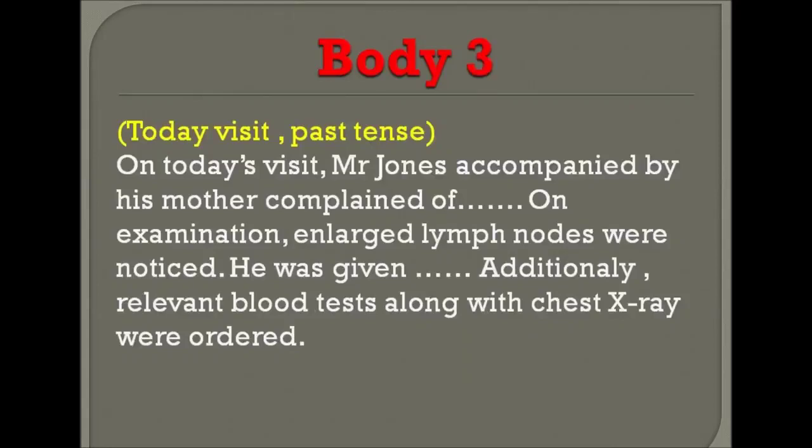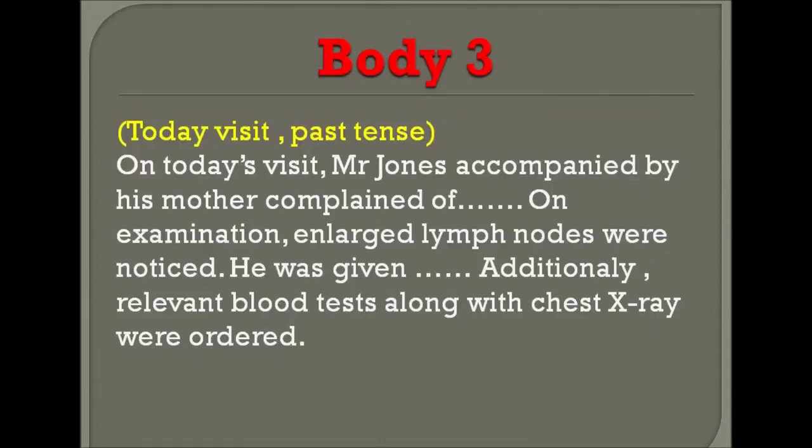Okay, then this is the body 3. Here you will mention the visits in 2 paragraphs. In the first paragraph you will mention initial visits and visits in between the first and last visits. In the other paragraph you will mention today's visit; it should always be mentioned in a separate paragraph, and it should always be in the past tense. Okay, we will start like on today's visit, comma, Mr. Jones accompanied by his mother, Mr. Jones presented with, Mr. Jones came with.